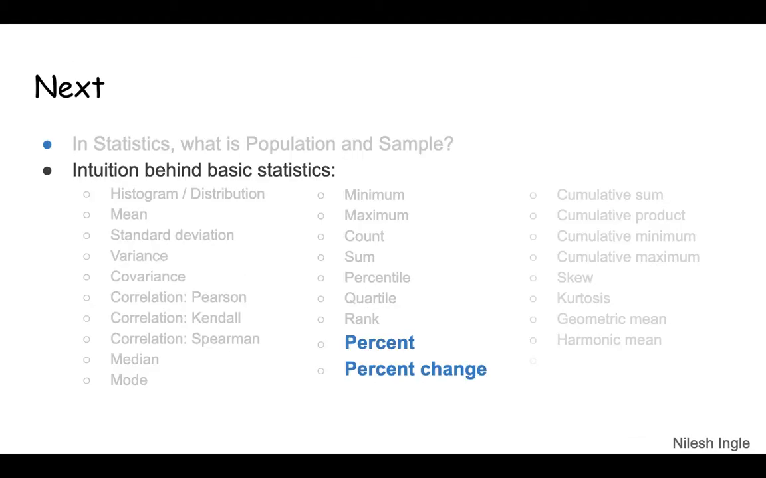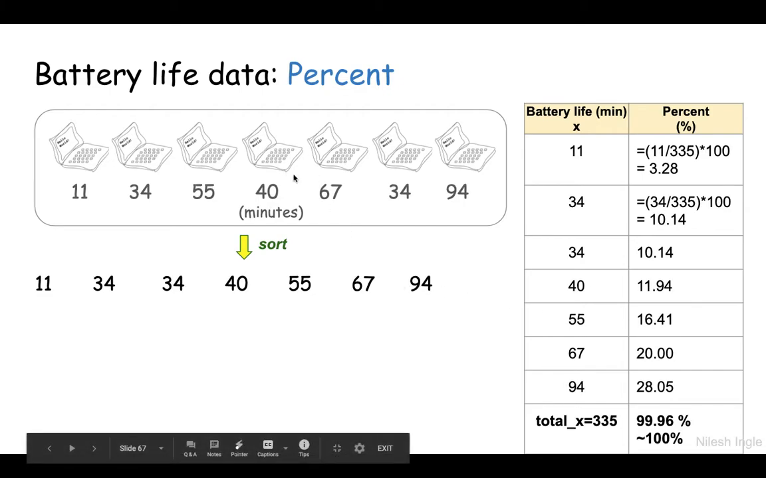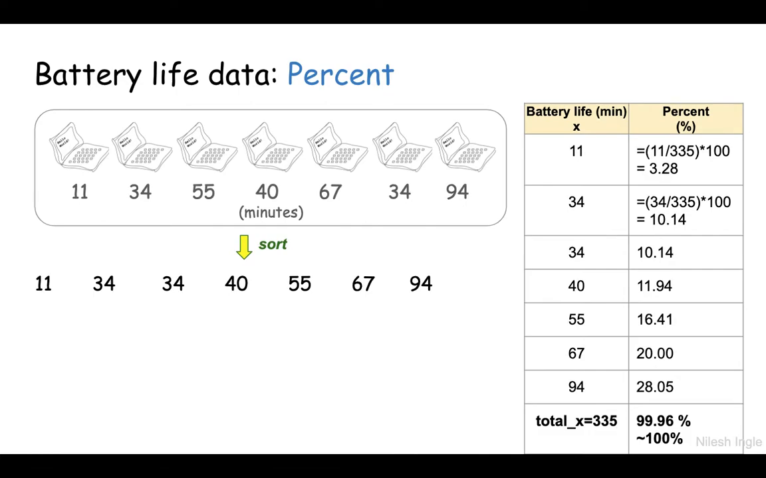Next, let's look at percent and percent change. You're probably already familiar with this, but this could be a rehash. So here we have the same observations. I've put them in the table on the right hand side in the first column for battery life, and at the bottom of the first column there is a total, which is 335. So that's the total battery life that we have measured for all these 7 laptops, 335.